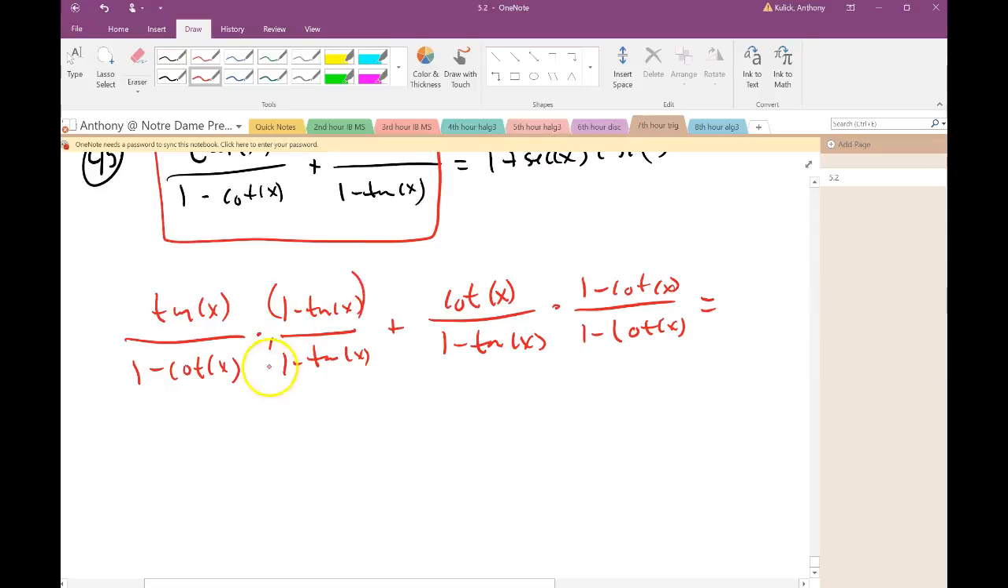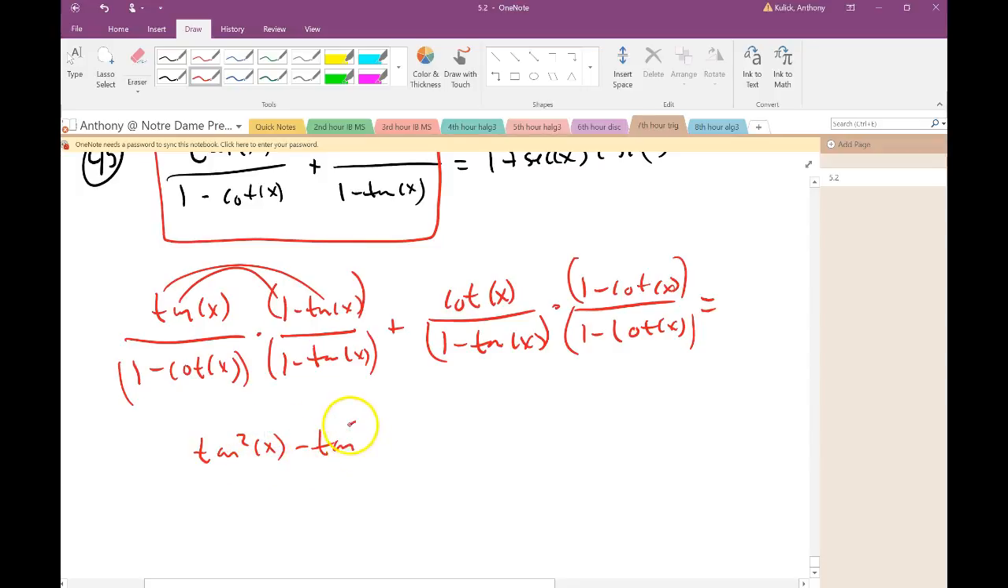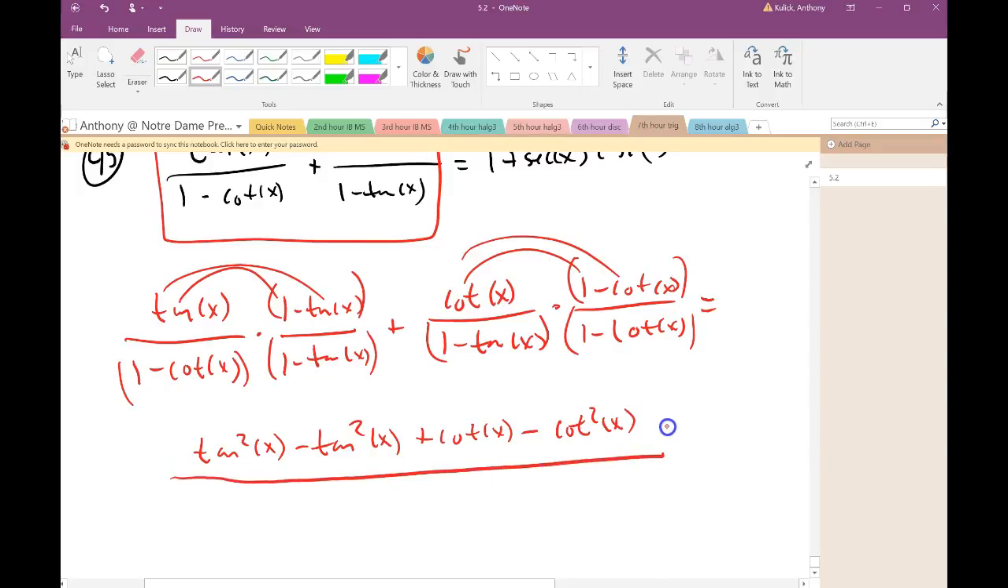So let's multiply these out now that we're making common denominators. So the top, when I multiply tangent times 1, I get tangent. And then tangent times tangent is tangent squared. And then do the same thing here. So I have cotangent times 1 is cotangent, and cotangent times cotangent is cotangent squared.